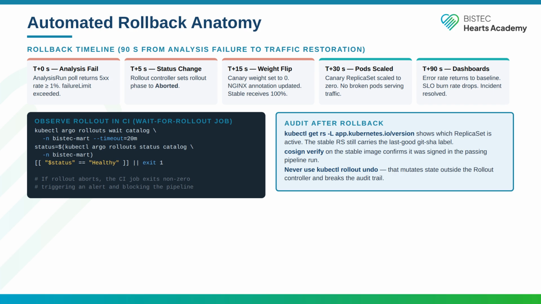Simultaneously, the pipeline's wait for rollout command detects the aborted phase and exits non-zero. GitHub Actions marks the workflow run as failed. Alertmanager fires the deployment failed alert. The engineer who merged the pull request sees a red run in their notification feed. The entire sequence, from the first bad metric reading to full traffic restoration, occurred automatically in under 2 minutes without any human action.